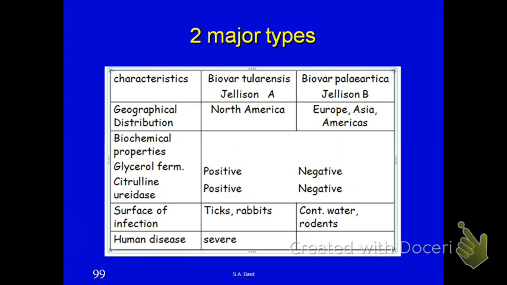On the other hand, Jellison B, or the Palaearctica, would be negative for glycerol and citrulline ureidase. And the main source, let me correct it, it's not surface, it's source. So the main source of infection would be contaminated water and rodents. Less severe as compared to Jellison A.